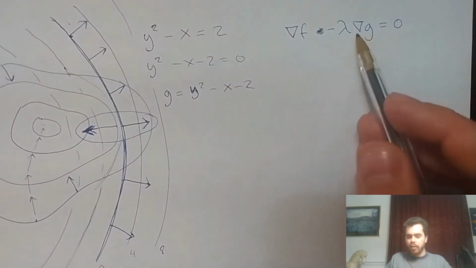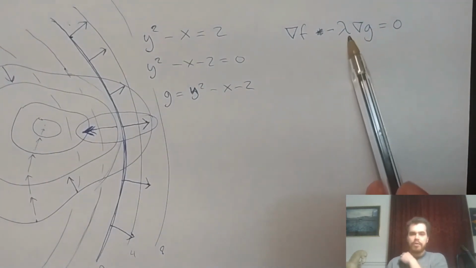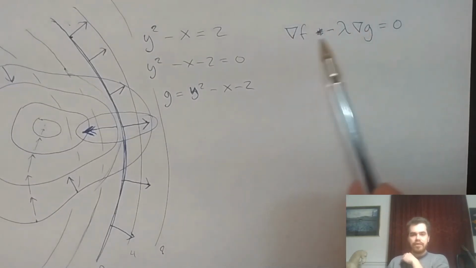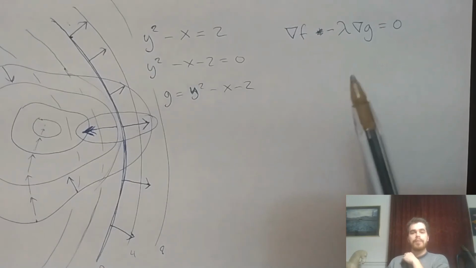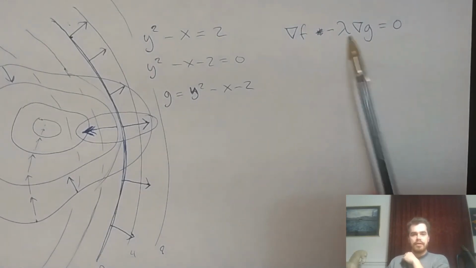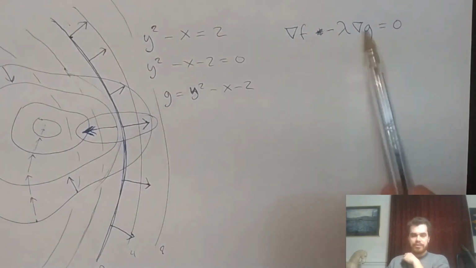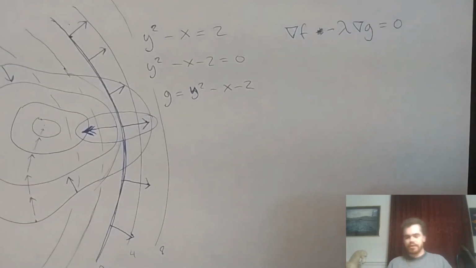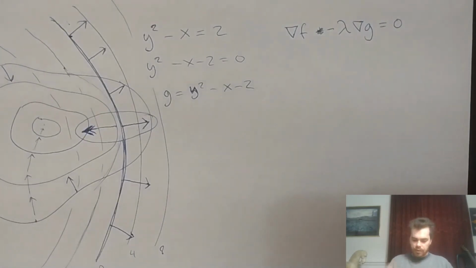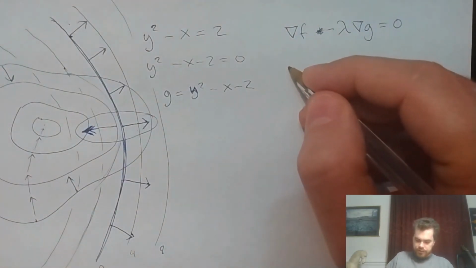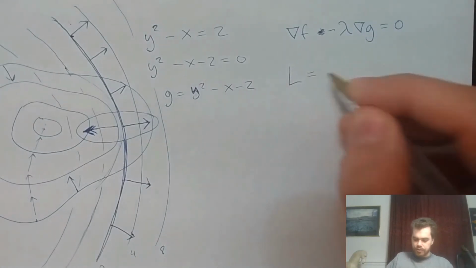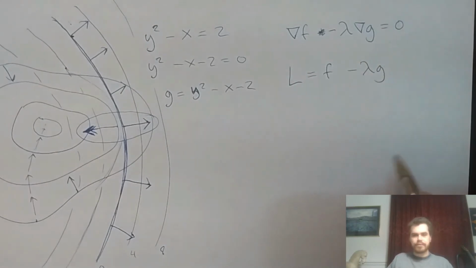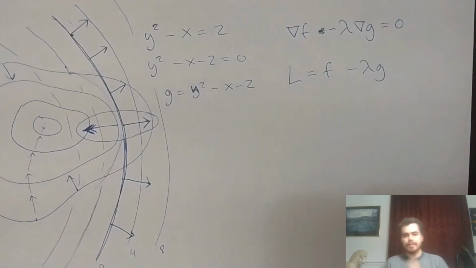Sorry about that squiggle there. Where lambda is just some constant. We're going to multiply g by some constant, and then when we do that, these two vectors will be identical in length and in direction, and that means when we subtract them, they'll be equal to 0. That's what we're saying with this equation. So Lagrange created the Lagrangian, which is this function f minus lambda g. That's the Lagrangian.